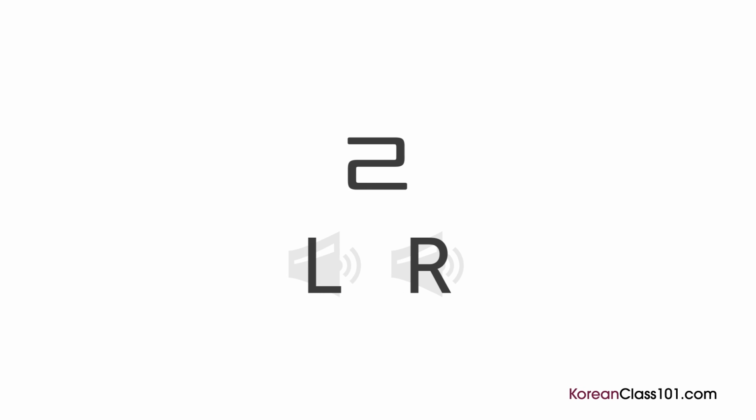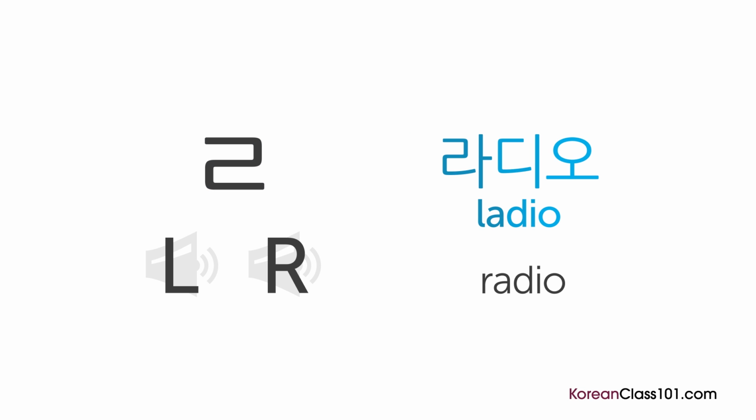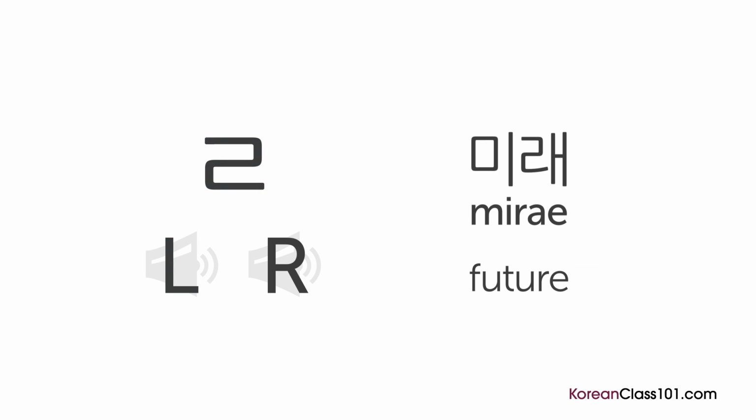Let's break it down with some examples so you can clearly hear how to pronounce the consonant 리을. Let's take the word radio, which means radio. In this word, the consonant 리을 is at the beginning of the word, so it will have an L sound. Let's do another example with the word 미래, meaning future. Here, the 리을 consonant is between the vowels E and 에, so it will have more of an R sound. Let's say it together, 미래.